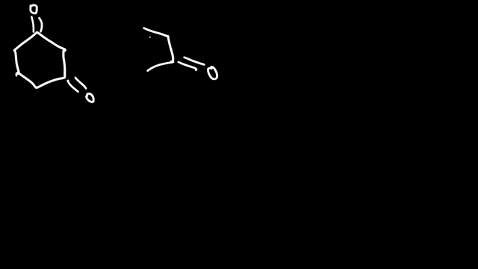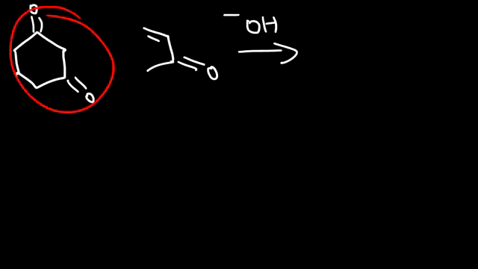Let's go over one more example. So go ahead and predict the major product between these two. Go ahead and try that. And we're using the base, of course. Now, this particular Michael donor is better than the other one because once we form an enolate ion, that enolate ion is stabilized by two carbonyl groups.